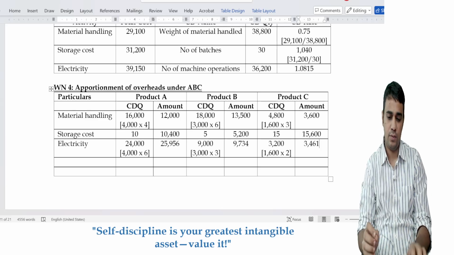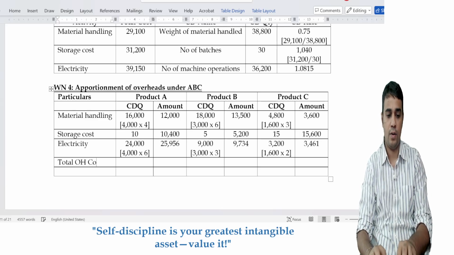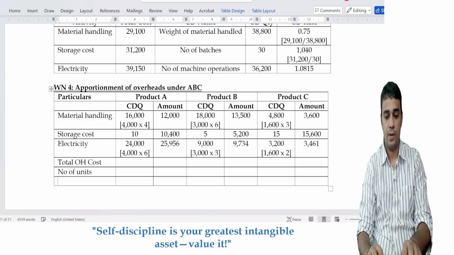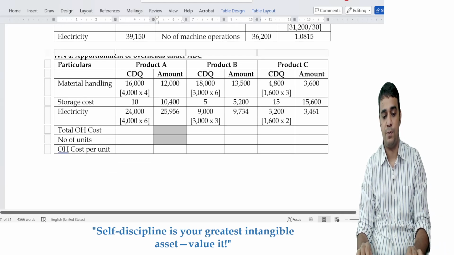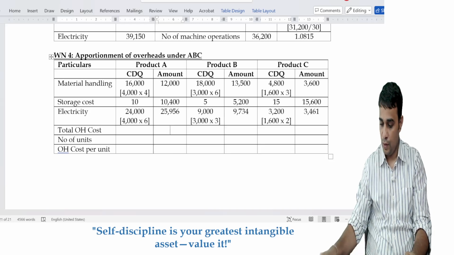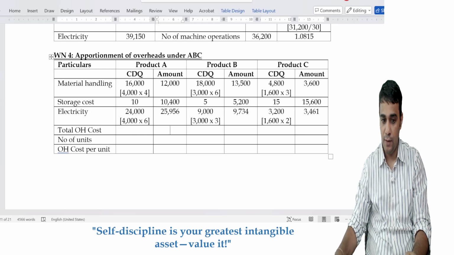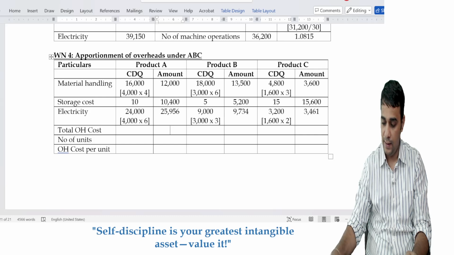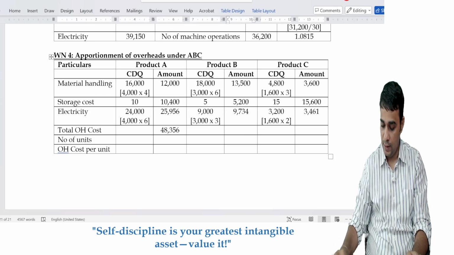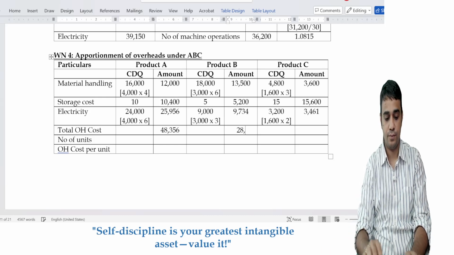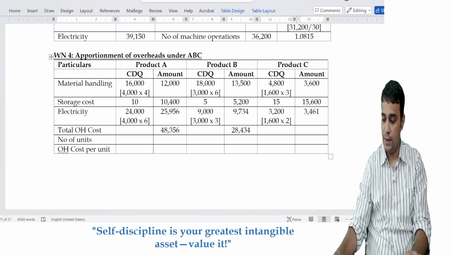Done? Put a total: total overhead cost, number of units, and overhead cost per unit. Put a total, divide by number of units, get overhead cost per unit. 12,000 plus 10,400 plus 25,956 is 48,356. Same way next to total: 13,500; 5,200, 9,734; 3,600, 15,600, 3,461.